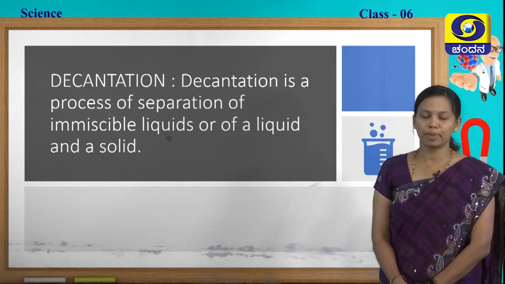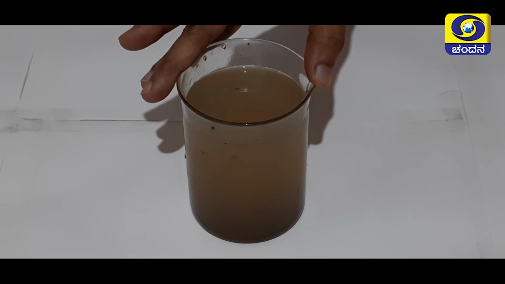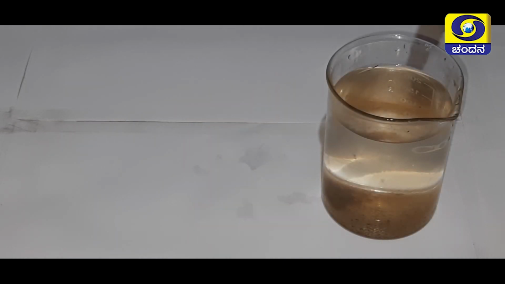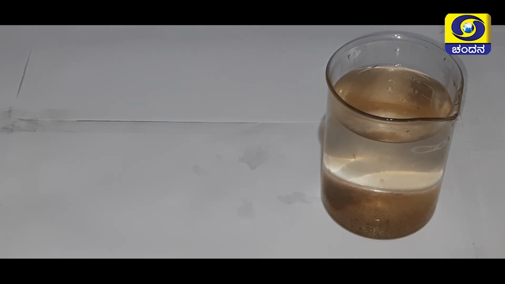To understand this better, we will watch a video. Collect some muddy water from a pond or a river. If it is not available, mix some soil into the water in this glass. Let it stand for some time. After leaving this for some time, observe the water carefully. The soil particles have settled down at the bottom. Since the soil particles are heavier, they have settled down at the bottom. This process is known as sedimentation.